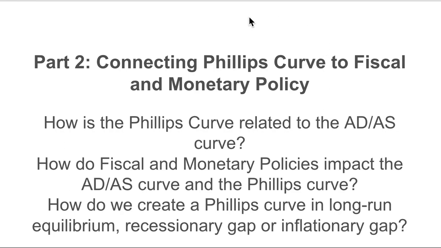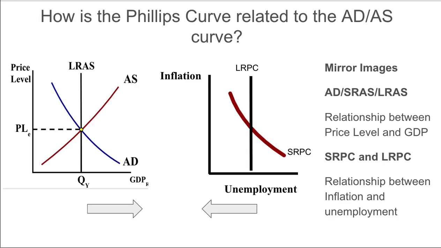Today we're going to talk about the Phillips curve and how we can connect it to fiscal and monetary policy. So, how is the Phillips curve related to the aggregate demand and aggregate supply curve? Maybe you all started to notice this when we introduced the Phillips curve last week, but basically the aggregate model and the Phillips curve model are mirror images of each other.